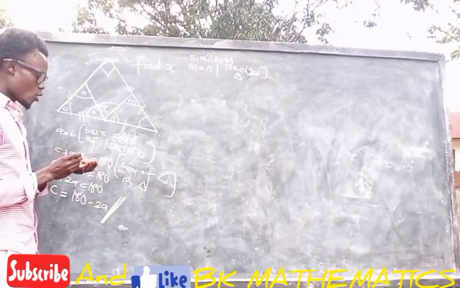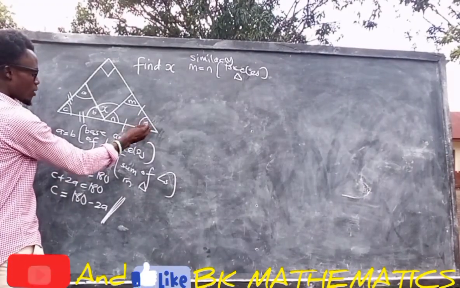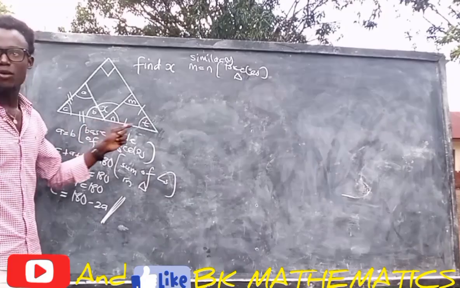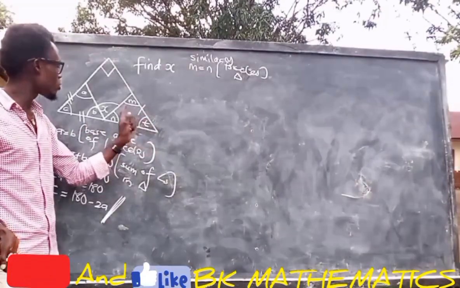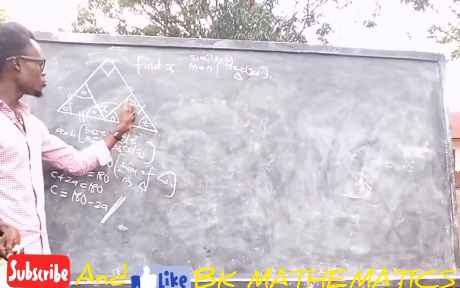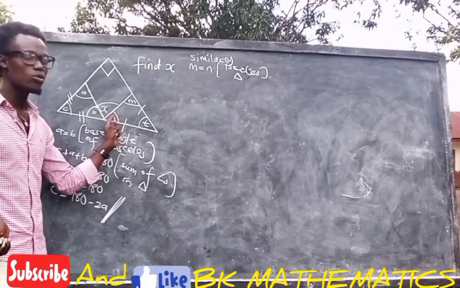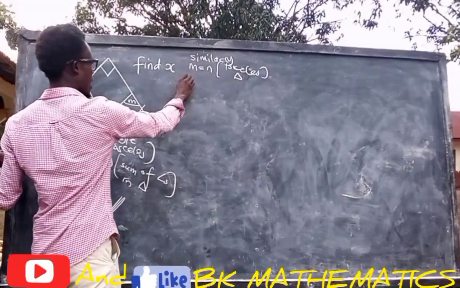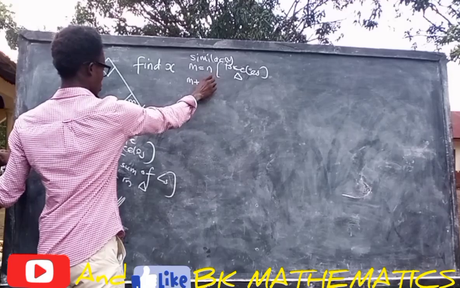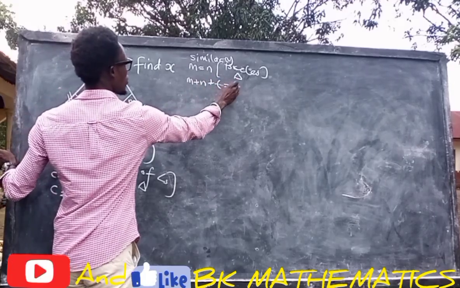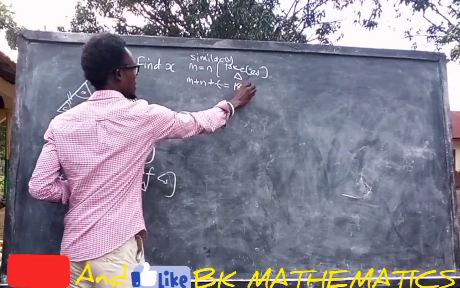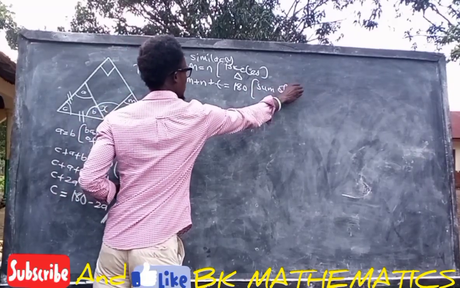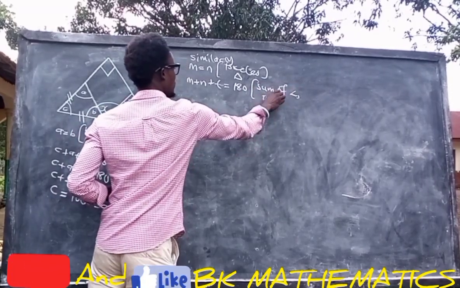Okay, then let's try to find another angle from this point. Let this be angle T. If this is angle T, then you want to find this one. The same thing implies you need to add these three interior angles to equal 180 degrees. Then M plus N plus T becomes 180 degrees. The reason being, the sum of angles in a triangle. That's the reason.